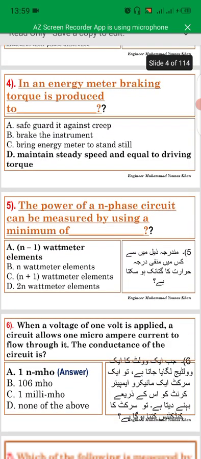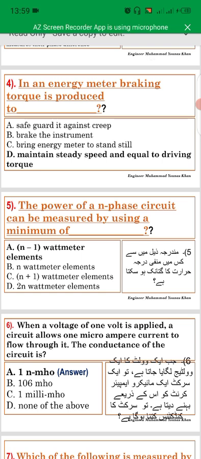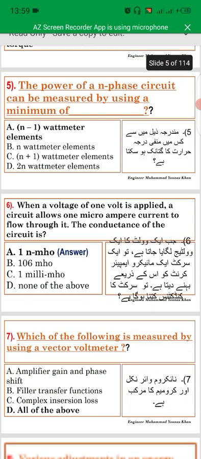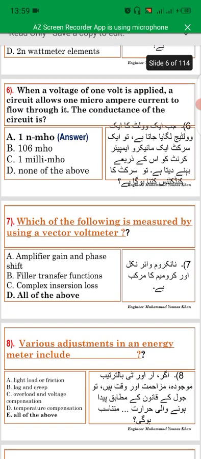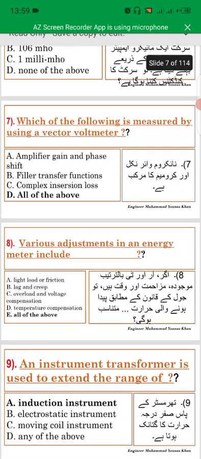In energy meter braking, torque is produced to maintain steady speed and is equal to driving torque. The power of an n-phase circuit can be measured by using a minimum of n-1 wattmeter elements. Where a voltage of 1 volt is applied to a circuit and allows 1 microampere current to flow through it, the conductance of the circuit is 1 nanomho.